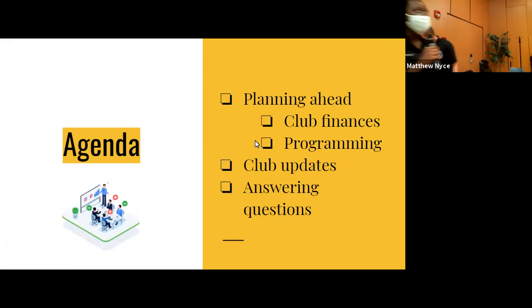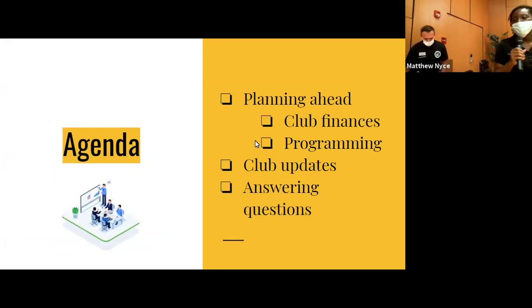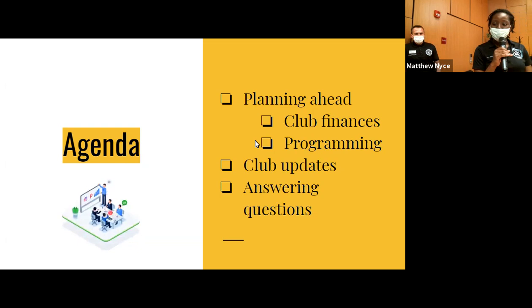We're going to start off with the agenda. So basically what we're going over today: just planning ahead mostly for club finances and programming, to make sure that you guys are using all the money you've been allocated. And also programming to make sure that your club is actively showcasing what you have for Stockton's student body, getting club updates, any new clubs, and answering questions that you might have about how all this works.